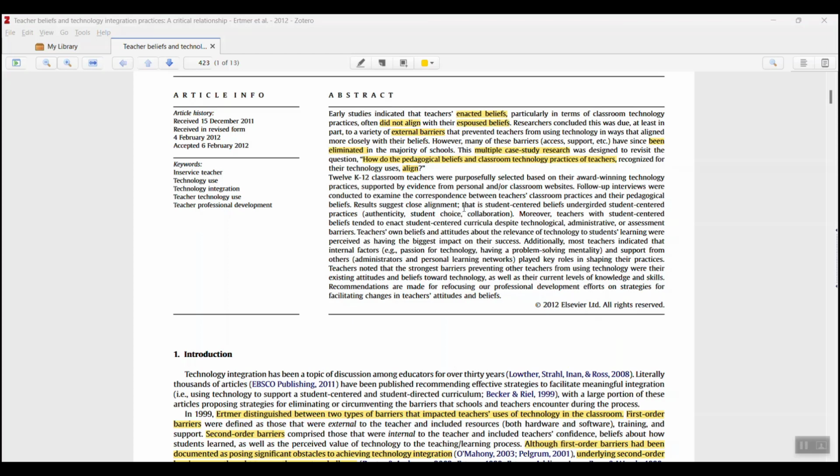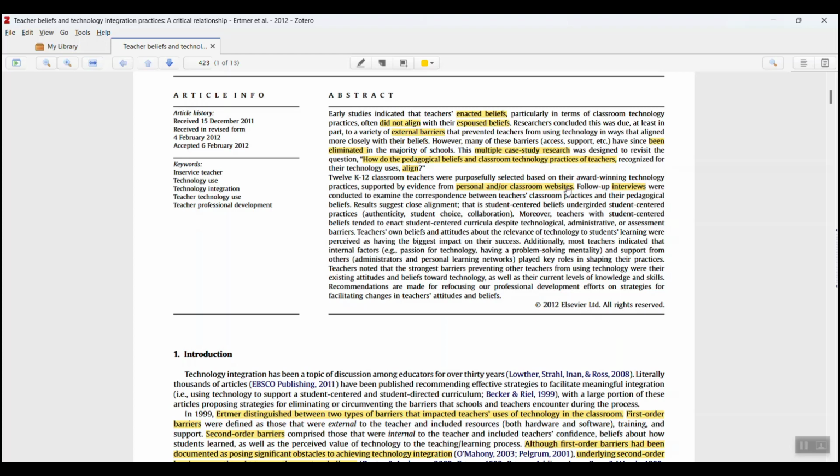How does this study measure the alignment between the two beliefs? Well, they used 12 K-12 classroom teachers as their sample. They were all winners of technology practices in classroom. Two sources of data were used. One is personal and classroom websites of those teachers. Another source of data is interviews.